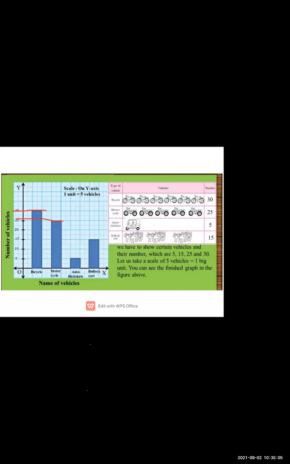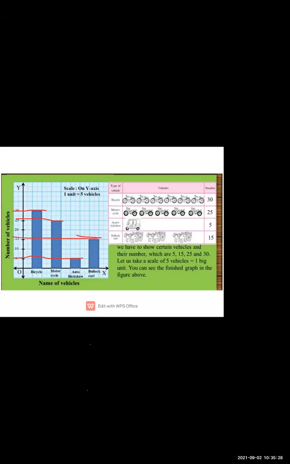Wherever the number is, on that line only you will take a line. Okay, 5 auto rickshaws. Where is the 5? It is on the first number from the downside, so you will take a 5 here. Okay, on the third number, the fourth is bullock cart. The total number of bullock carts is 15, so you will take 15 here on the 15 number.